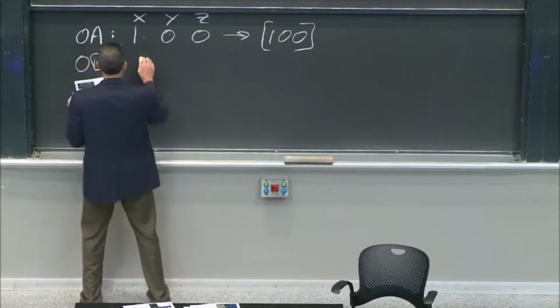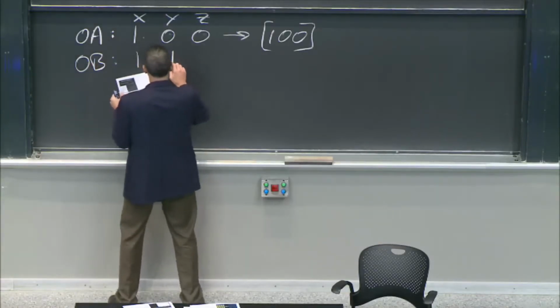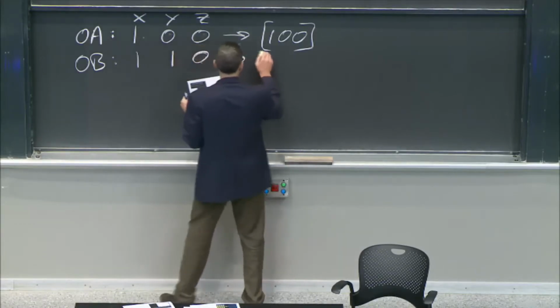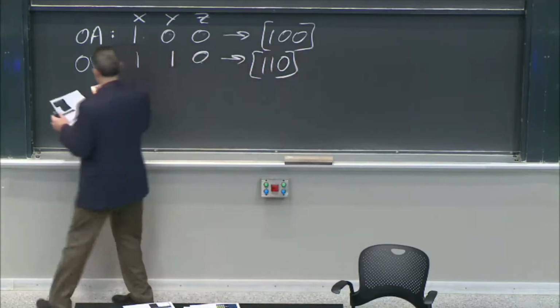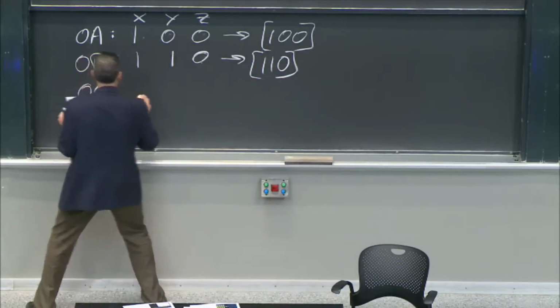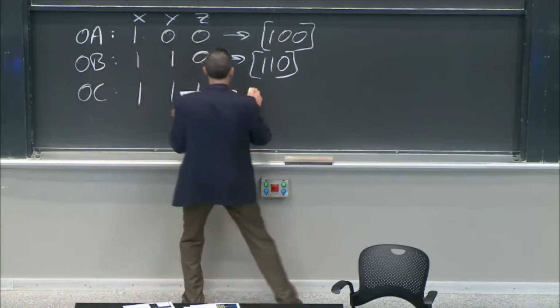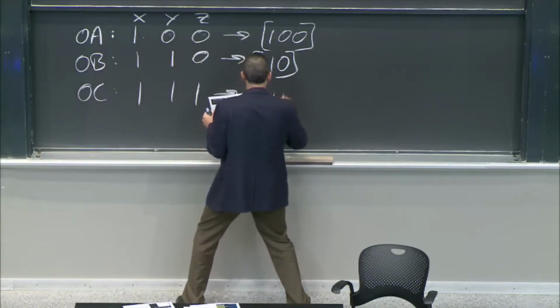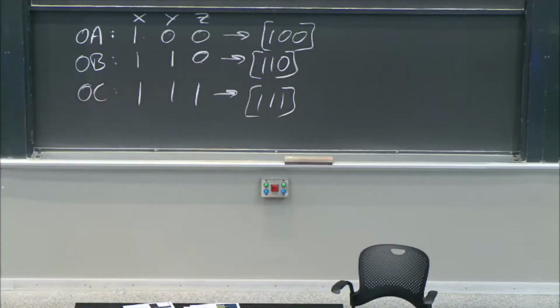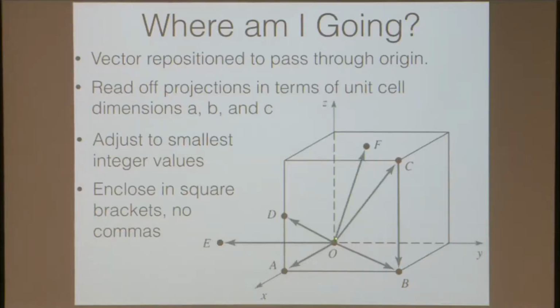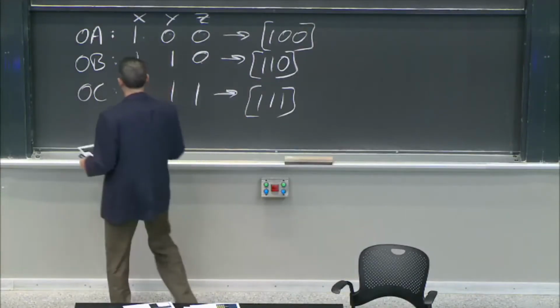well that's going to be 1 along X, 1 along Y, and 0. So that direction would be written as the 1, 1, 0, and OC would be 1, 1, 1. This is feeling kind of boring, but it gets exciting in just a sec, because all we're doing here is 1, 0, 0, 1, 1, 0, 1, 1, 1. Okay, good. But now we go to OD.